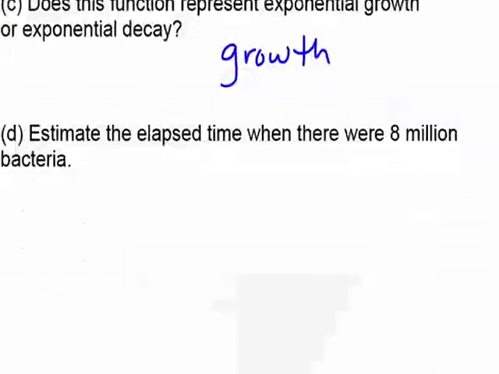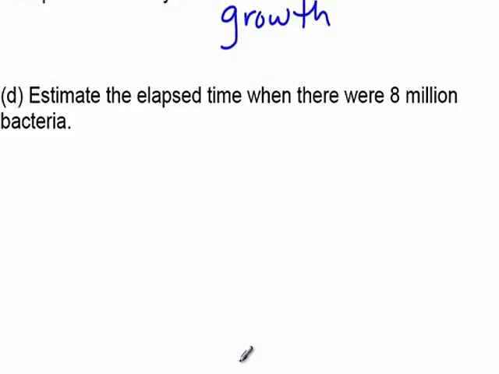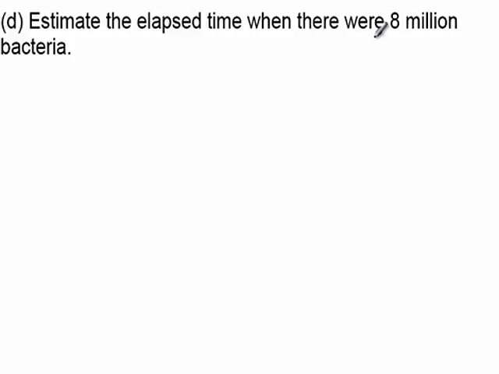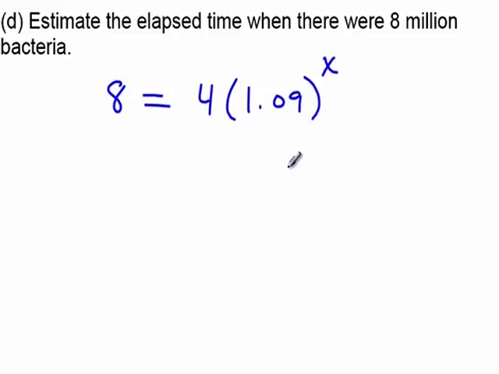D, estimate the elapsed time when there were 8 million bacteria. So we want to find the value of x that causes the function to equal 8. So we would have 8 equals 4 times 1.09 to the x power. We'll start by dividing both sides by 4. That gives us 2 is equal to 1.09 to the x. Now we'll convert this to a logarithmic equation.